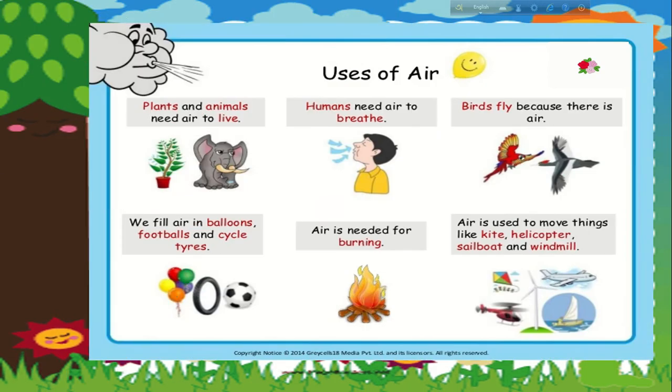How do animals use the air of the atmosphere? Follow. Plants and animals need air to live. Humans need air to breathe. Birds fly because there is air. We fill air in balloons, footballs and cycle tires. Air is needed for burning. Air is used to move things like kite, helicopter, sailboat, windmill and aeroplane.